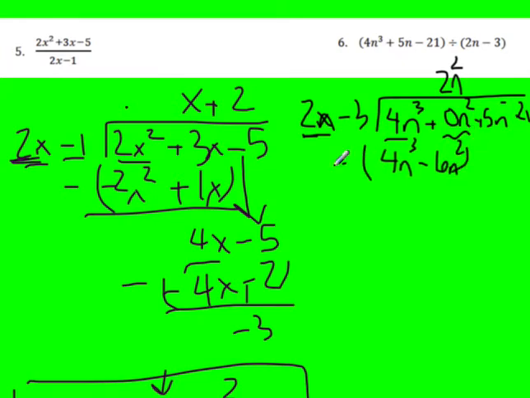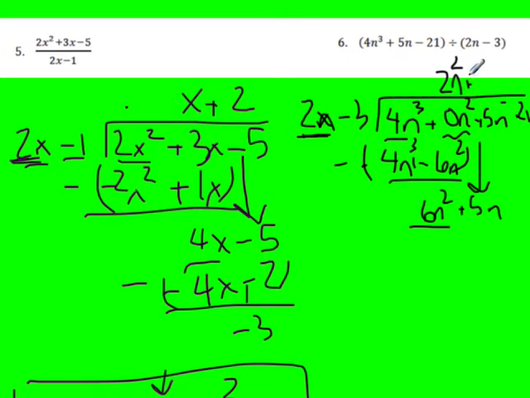So now again, I'm subtracting those off. So what I end up getting is 6n squared. And now I'm going to go ahead and bring down the 5n. So now I'm asking myself, what do I need to multiply 2n by to get 6n squared? Well, to multiply from 2 to 6, I need 3.